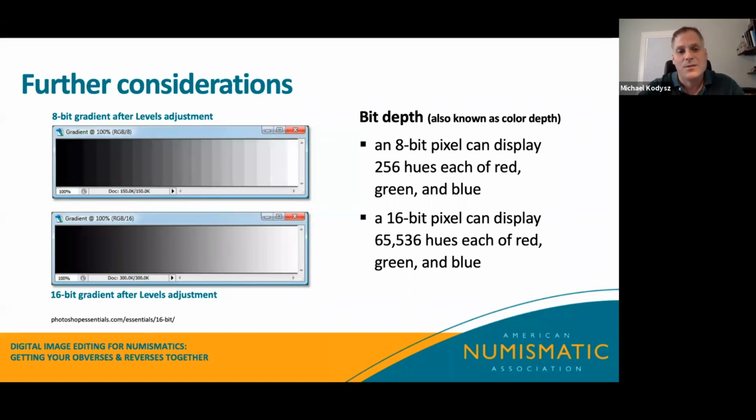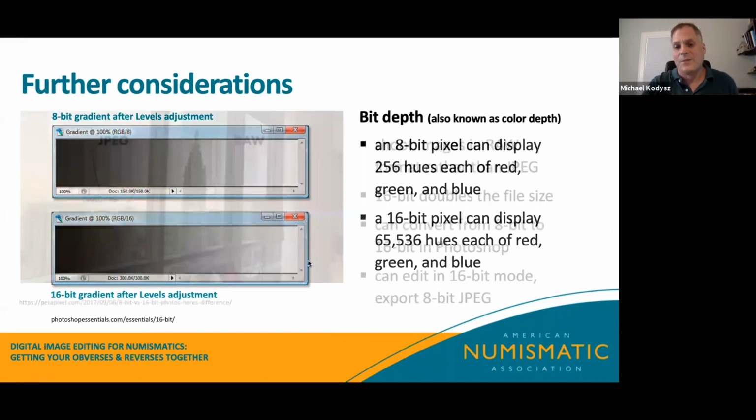But if we start to mess with some of the settings, like if we adjust the levels and we're in 8-bit, we're going to have this kind of banded effect, because there's only 256 hues here, so it doesn't make for a smooth transition from one gray to another, whereas if we go to 16-bit and we adjust the level, it's going to be very smooth.